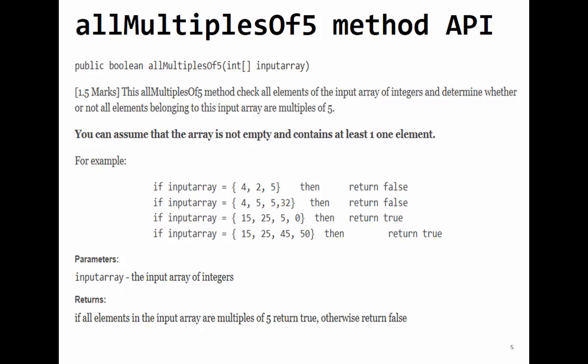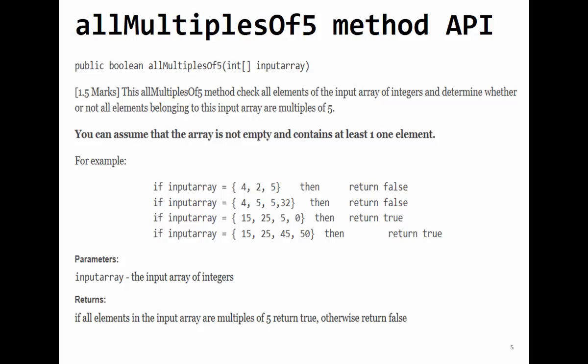We have to check all the elements inside this array and make sure that the element is a multiple of 5. What do you mean by multiple of 5? That's divisible by 5. We divide it by 5 and you receive a remainder equal to 0. So the mod operation gives you 0.